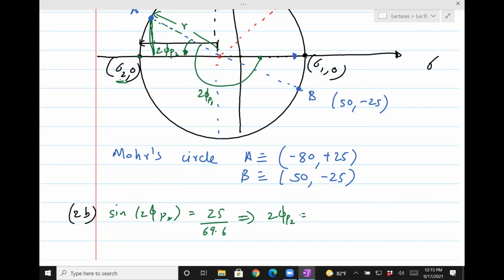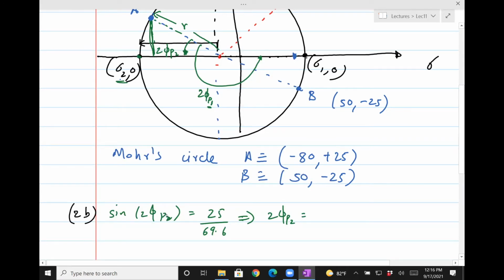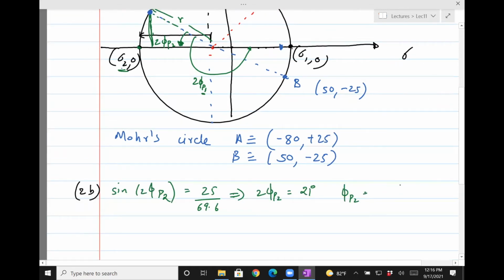This is 1 and this is 2, just because sigma 1 is 2b. It's 2, because I'm finding this angle here. Do the math on this. So it comes out to be 21 degrees. So phi P2 is 10.5 degrees.